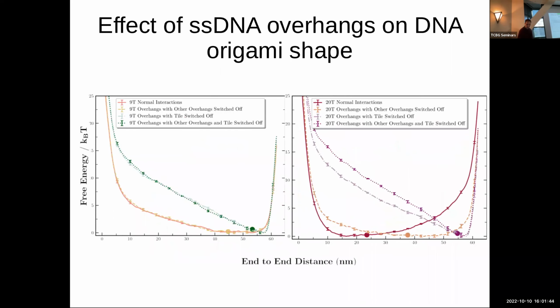And of course, in the simulations, we also have the option to switch off certain interactions. So if we switch off the interactions of the overhang with the tile itself, we see that it returns from preferring a 25 nanometer distance to going back to a 60 nanometer distance. So it confirms the hypothesis that it is the excluded volume interactions with the surface of the tile that drive the bending of this system.